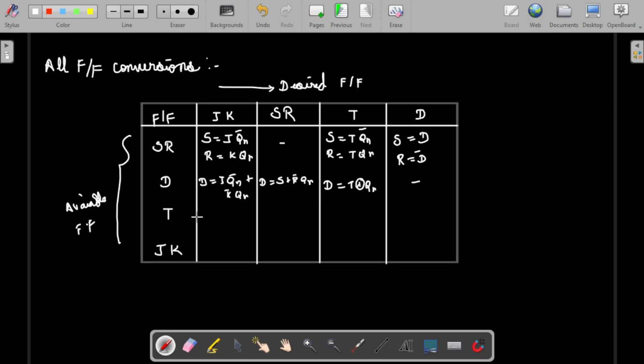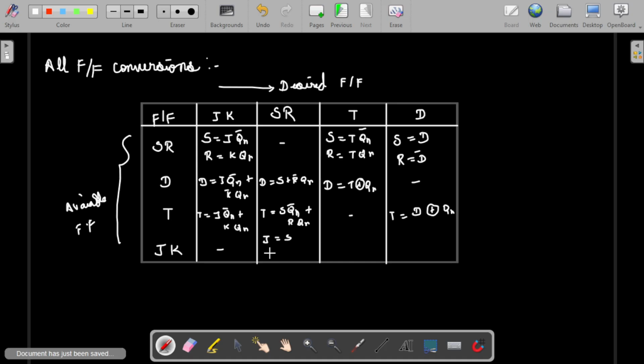When we want to convert the T flip-flop to a JK flip-flop, the T input needs to be J Qn bar plus K Qn. Okay, simple changes. Here the T input needs to be equal to S Qn bar plus R Qn. Okay, so these two resemble each other. T to T is not needed. Here T will be equal to D XOR Qn. Okay, so JK to JK is not needed. JK to SR: the J input needs to be S and the K input needs to be R. Here J is equal to T, which is equal to K. Okay, so here J is equal to D and K is equal to D bar.